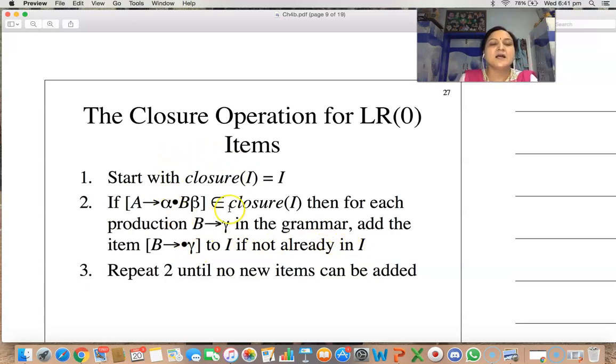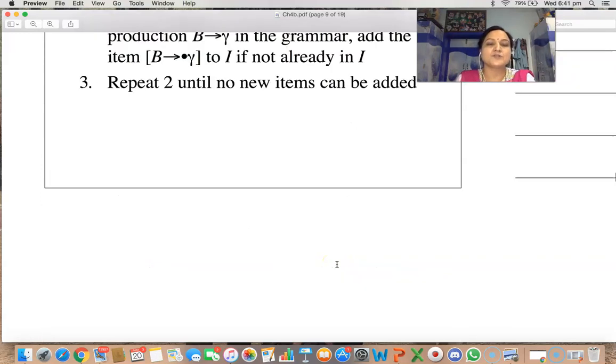The meaning is that in the given state we have to find a production where a non-terminal is after the dot. If a non-terminal is after the dot, we have to add that production also, by adding the dot at the beginning, because this is also not yet read by the parser. The thing is that it should not be a repeated entry. So we have to check that it is not already there in I. If this is a new item, we are going to generate it. If it is a repeat, then we are not generating it. Then the third step is to repeat step 2 until no new items can be added. This is how to find out the closure.